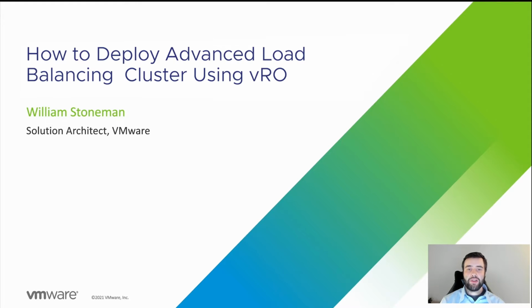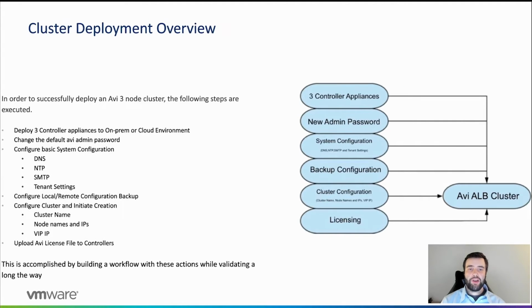Before we look at the workflow, let's get an understanding of what is required to successfully deploy an operation-ready AVI controller cluster. An AVI controller cluster can consist of 1 or 3 controller nodes, and in our case, we want to deploy a high availability environment, so we will utilize 3 controller nodes. The first step in this process will be to deploy the controller appliances themselves using the provided OVA templates. When deploying, we will need to specify basic information such as destination, network, storage, VM name, and IP address.